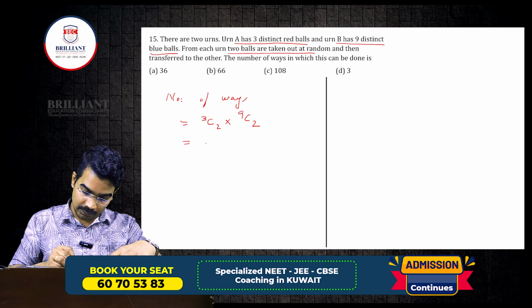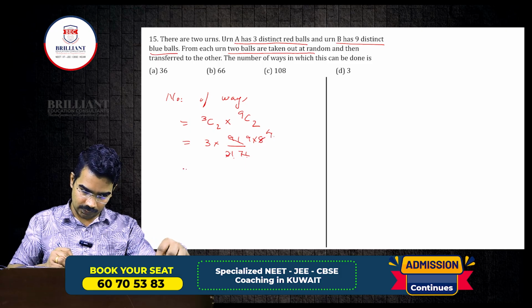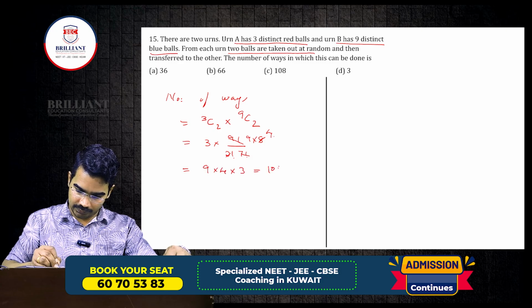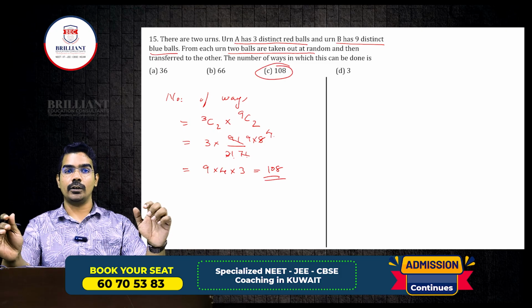So 3C2 will be 3, into 9 factorial by 2 factorial into 7 factorial. This will be 9 into 8 by 2, so 4, that is equal to 9 into 4 into 3, that will be 108. So the right answer is option C, 108.